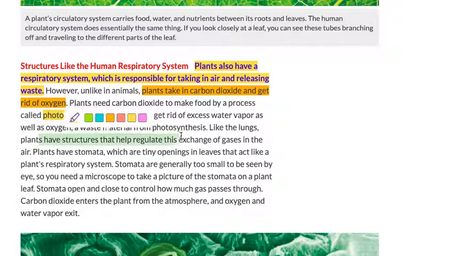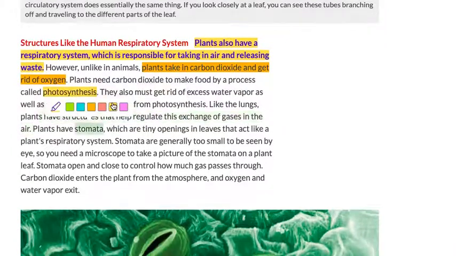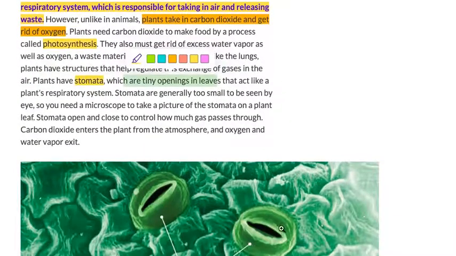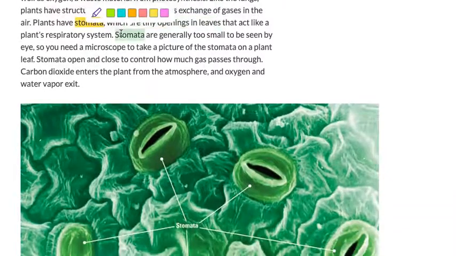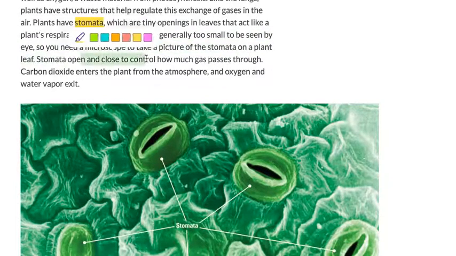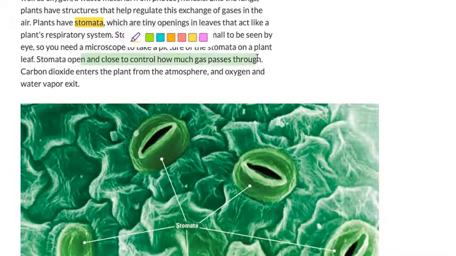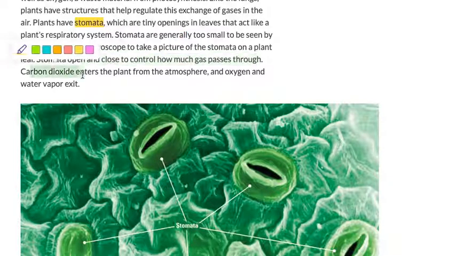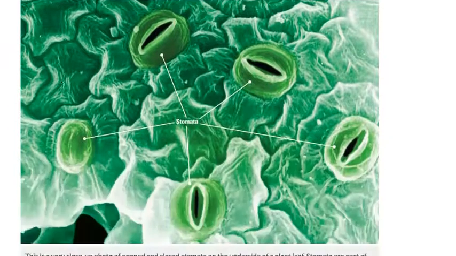structures that help regulate this exchange of gases in the air. Plants also have stomata, which are basically tiny openings in leaves, right? Tiny openings in leaves that act like a plant's respiratory system. Stomata are generally too small to be seen by the eye, so you would need a microscope to take a picture of the stomata on a plant leaf. The stomata open and close to control how much gas passes through the plant, right? Carbon dioxide will enter the plant from the atmosphere, and oxygen and water vapor will exit through the stomata.